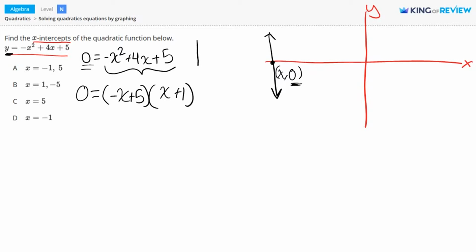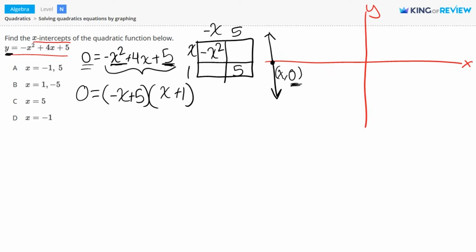And one method for doing this is using the box method for factoring. So I'll put my x squared term here, so negative x squared, that's this term. And then I'll put my constant term, which is 5, down here. What two terms multiply together to give negative x squared? Well, negative x and x multiply together to give negative x squared. And what two terms multiply together to give 5? Well, 5 and 1. When you multiply those together, you get 5.